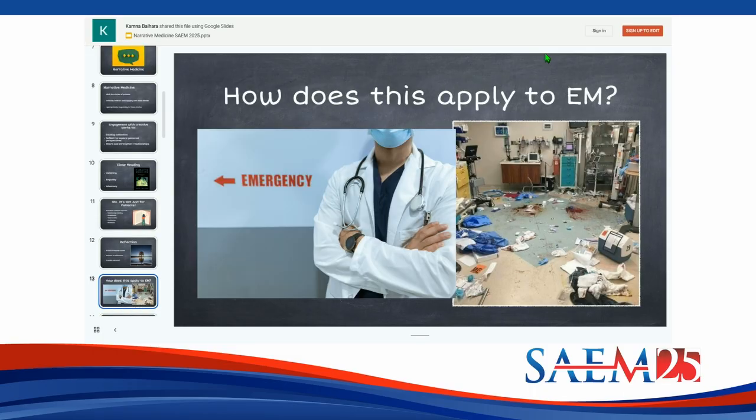And how does this apply to EM? I guess the question really is, how does this not apply to EM? I think all of us are sitting there thinking, I need to process this. I need to work through this issue. And I think narrative medicine and emergency medicine really do go hand in hand because there's quite a bit that we see on a daily basis.